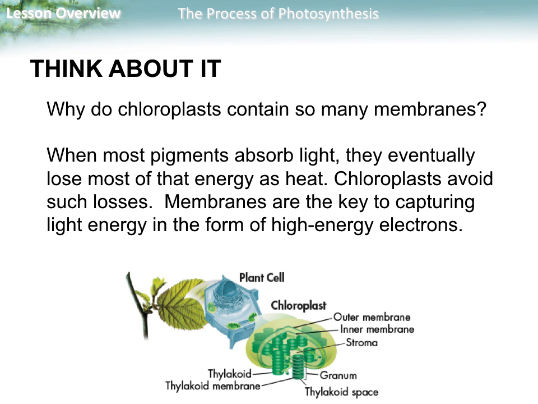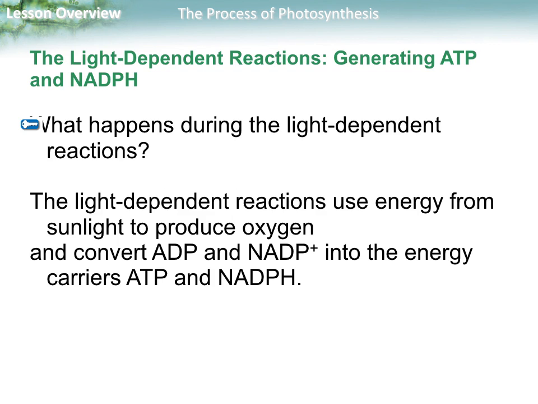All right, so why do chloroplasts contain so many membranes? If you look at the picture of the chloroplast here, you have all the thylakoids stacked up. So why are there so many? When most pigments absorb light, they eventually lose most of that energy as heat. The chloroplast avoids such losses. Membranes are the key to capturing light energy in the form of high energy electrons.